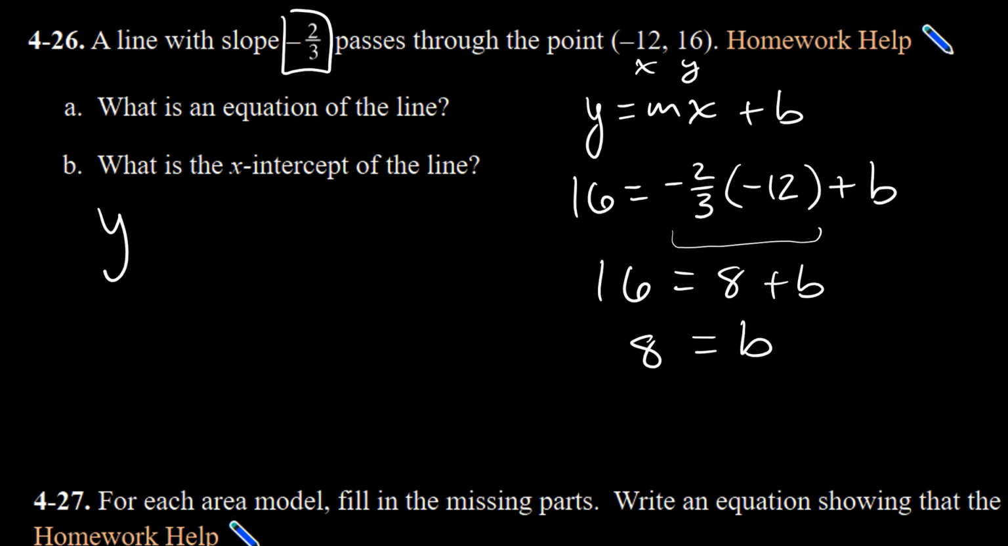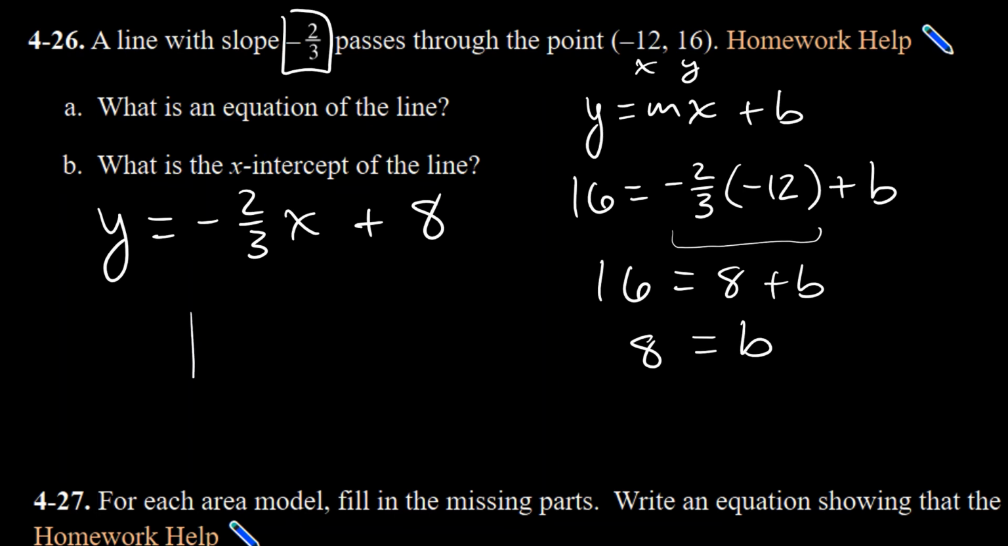So I can write y is equal to -2/3 times x, and then plus 8. Now, we know the y-intercept is the number 8, and we're not asked to give the y-intercept because I already know what that is. They're asking me to give what the x-intercept is.